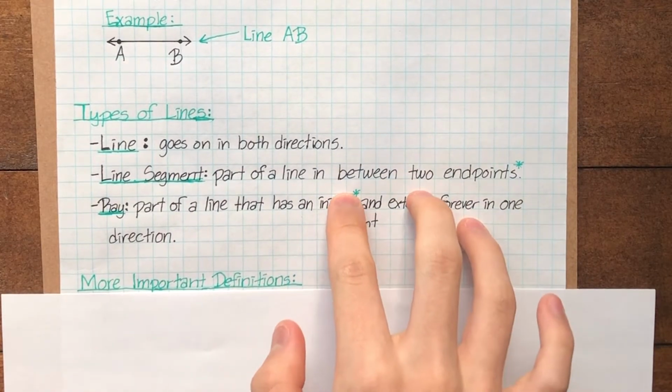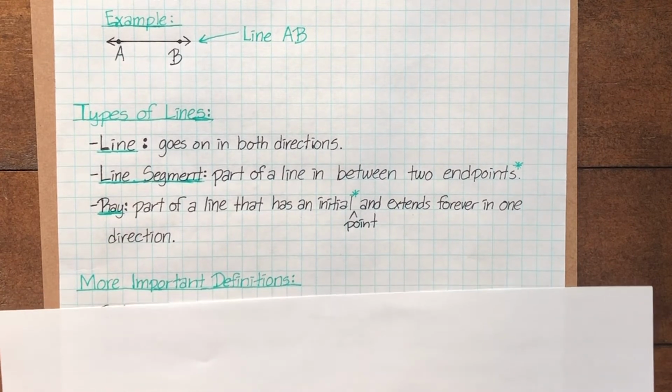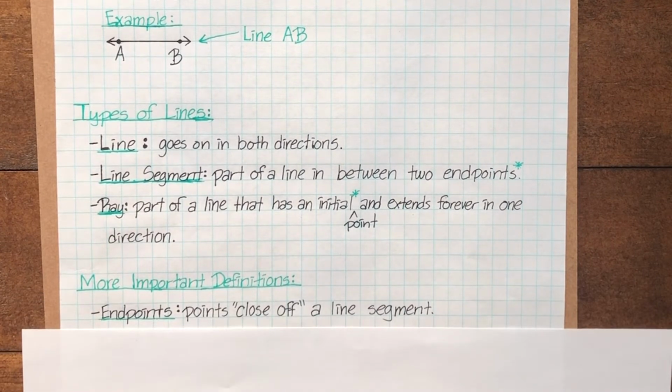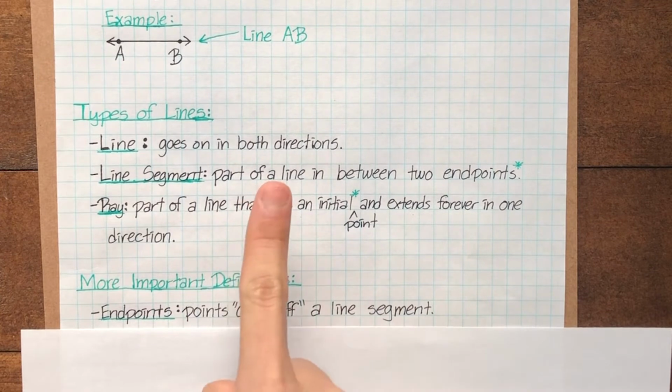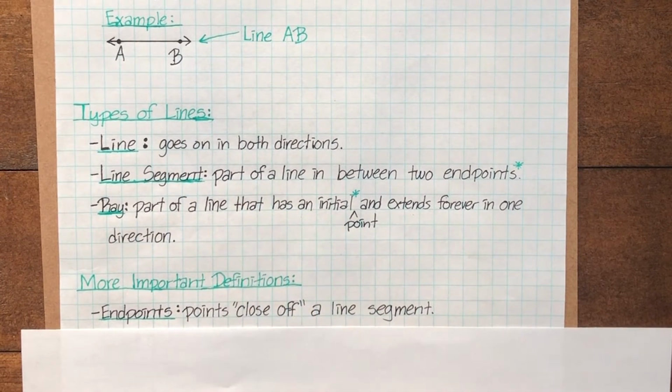Then another important definition is endpoints. Endpoints are points that close off a line segment. I will show you guys what those mean later, but you will see.